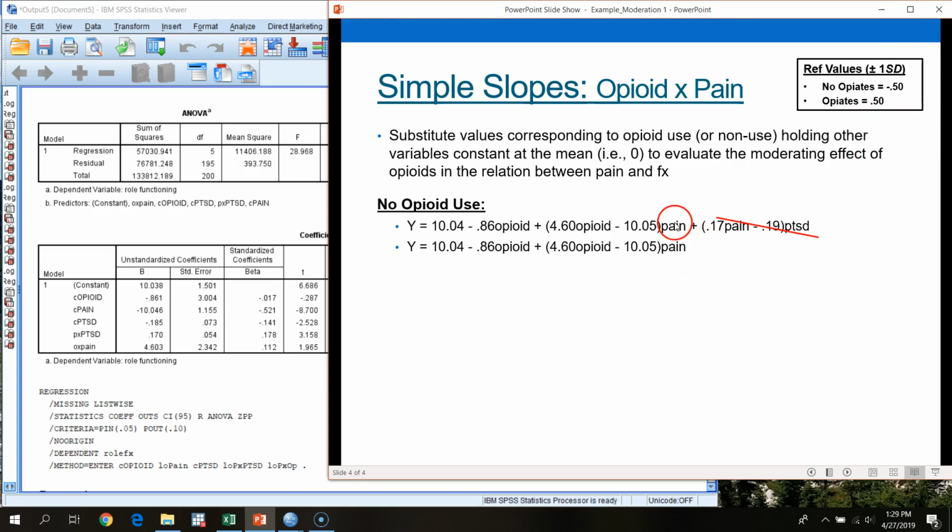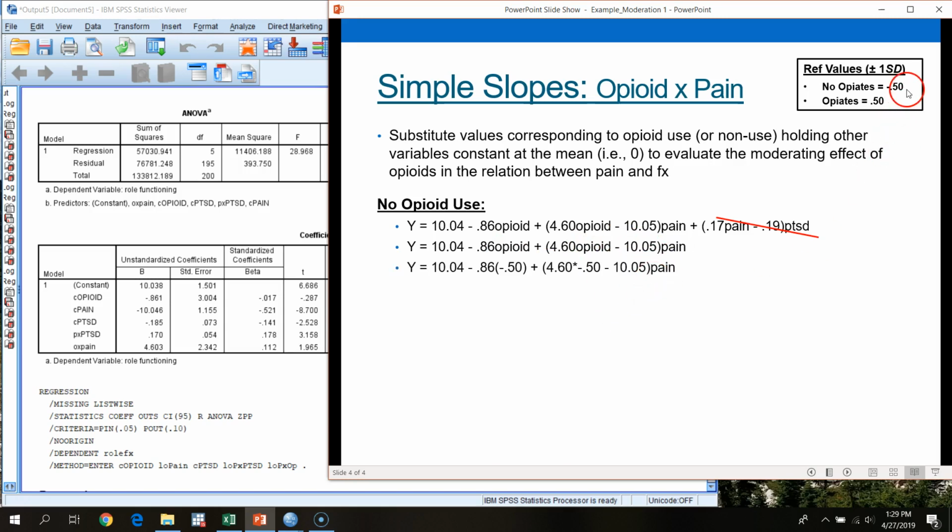But because we're interested in this case in looking at the conditional effect of pain for people who are and aren't using opiates, holding everything else constant at 0, well, that means PTSD is held constant at 0. That takes all of that out. So we're just left with 10.04 times my coefficient for opiate use plus my conditional effect of pain.